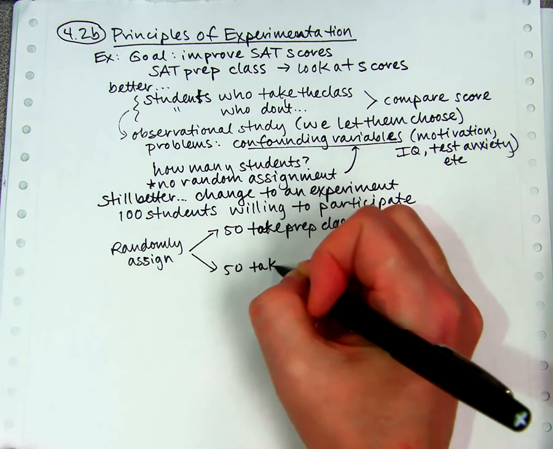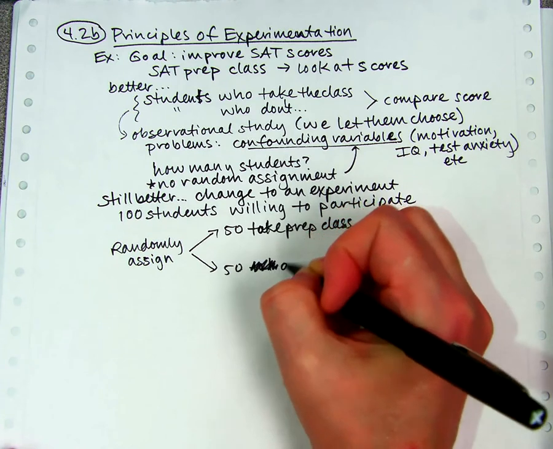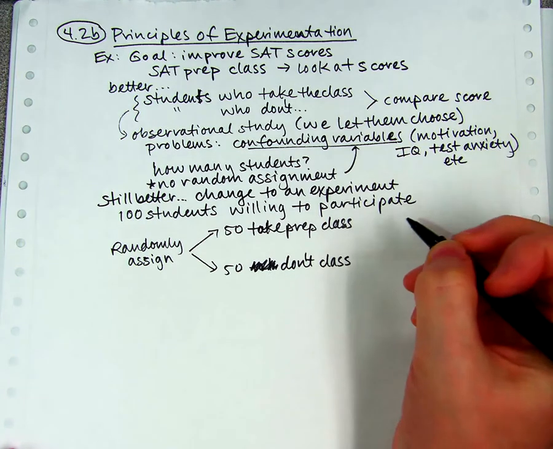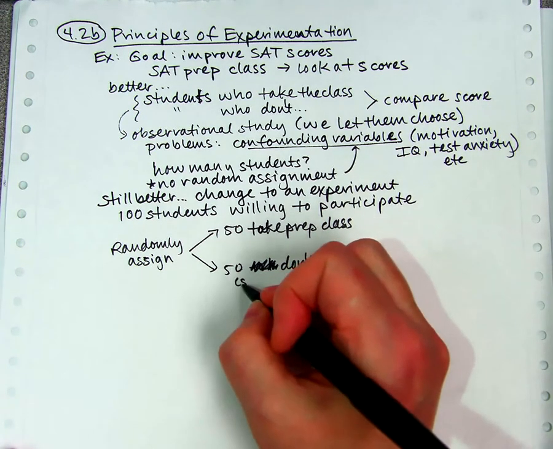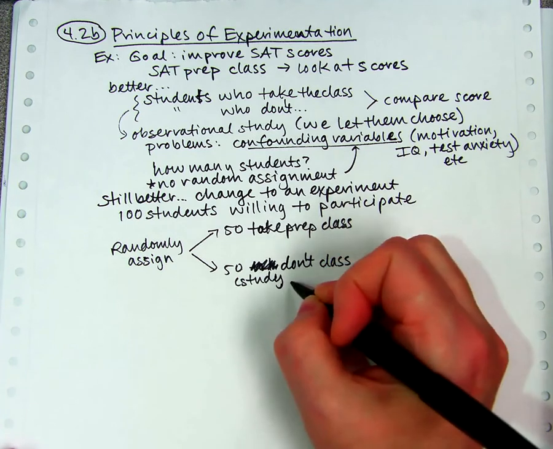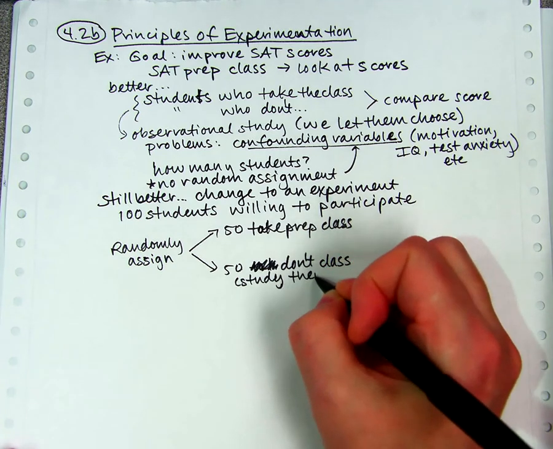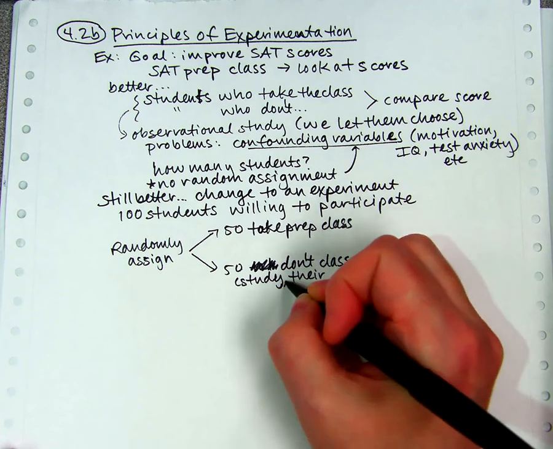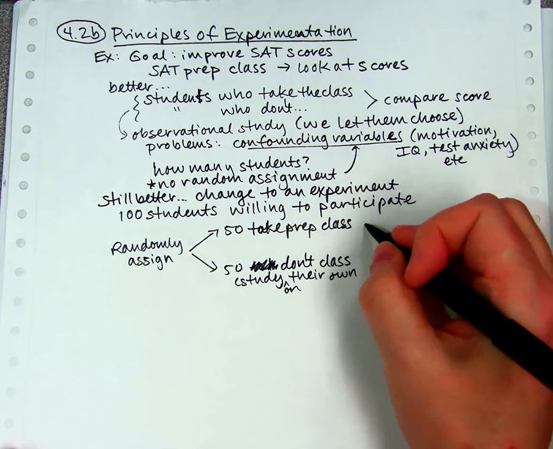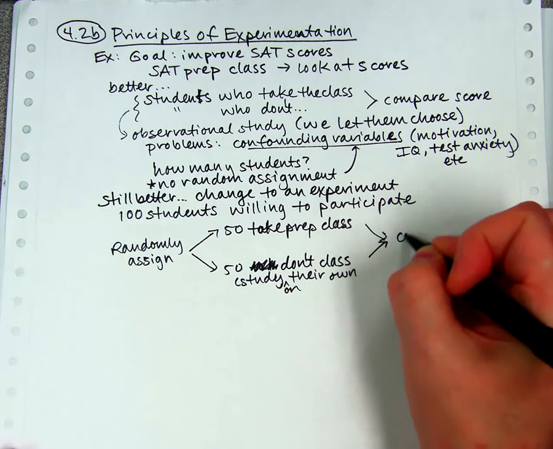So this is why you need volunteers, 50 who don't take the prep class. And maybe you tell them to study on their own for the same amount of time or something like that. You tell them something. You don't just let them be totally free to do whatever they want. I should have said on their own. And then you compare the scores for the two groups.